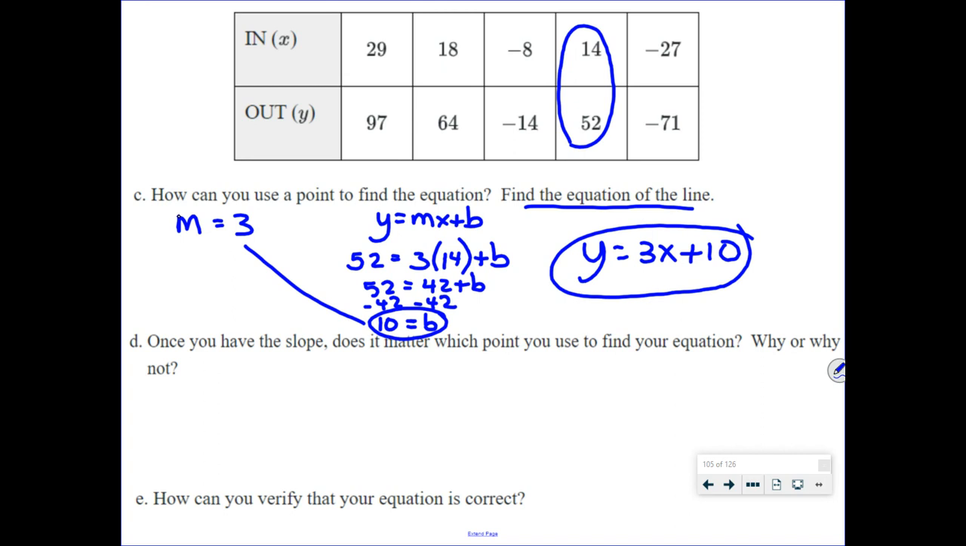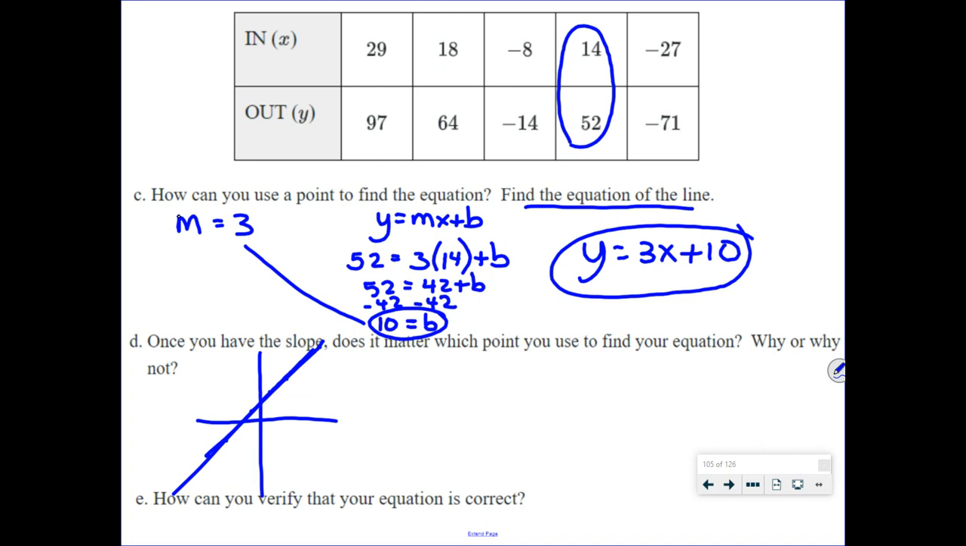Now, once you have the slope, it doesn't matter which point you use to find your equation. Why or why not? Could I have used any of these points? It shouldn't matter, because my line is going this way. So all of these points on the line, once I know my slope, are always going to connect me and give me the exact same equation. It doesn't matter what point I pick, it'll always work.